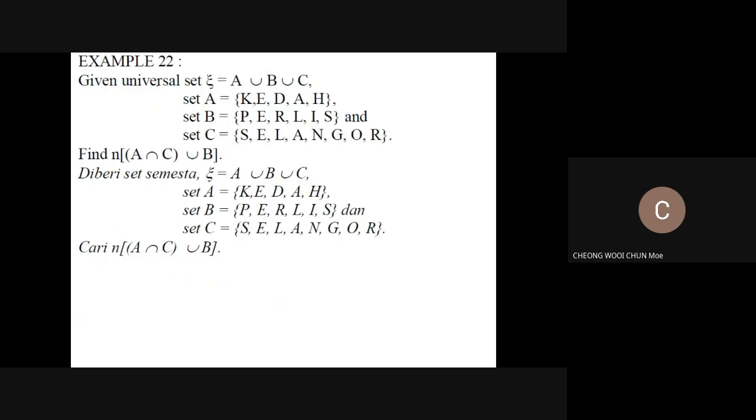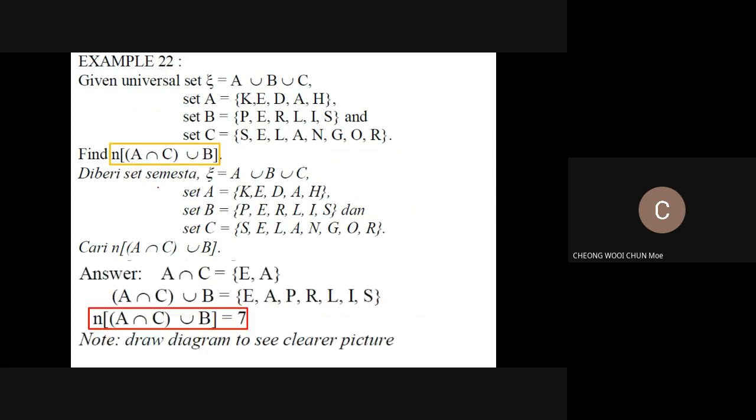Then example 22. Given that one, usually the answer is A or B only, usually, because it takes time. So given the universal set, A union B union C, all the A, B, C. A is Kedah, B is Perlis, C is Selangor. Then we want to find the number of elements. Before finding the number of elements, find the bracket first, then find the union with B, then only find the number of elements. So we find the bracket first, A intersect B.